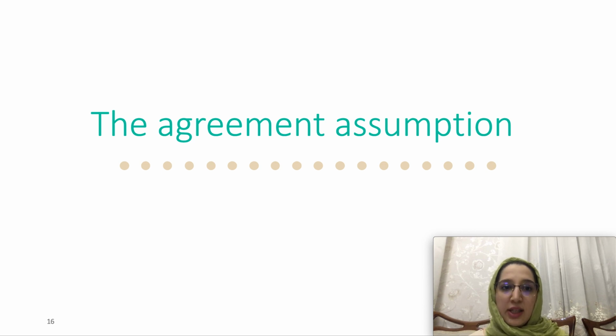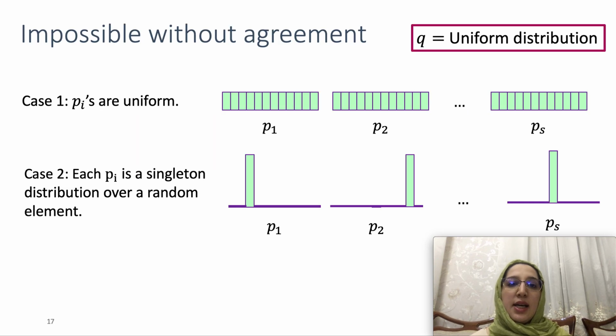As I mentioned earlier, there should be some agreement among the sources. Now I want to talk about this agreement assumption. First of all, let me explain that it is impossible to solve this problem if there is no agreement assumption. Consider the case where Q is uniform, and consider the following two cases. In the first case, all the Pi's are uniform, and in the second case, each Pi is a singleton distribution over a random element, meaning that the Pi assigns probability 1 to a random element.